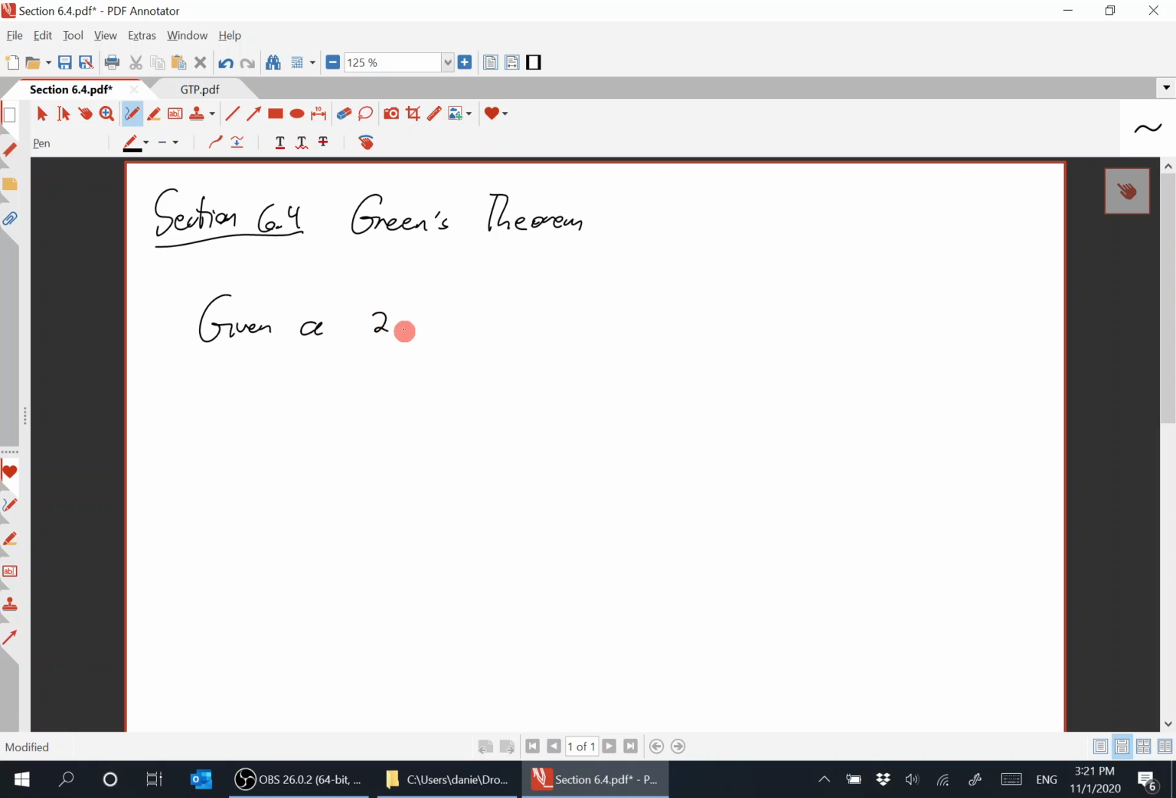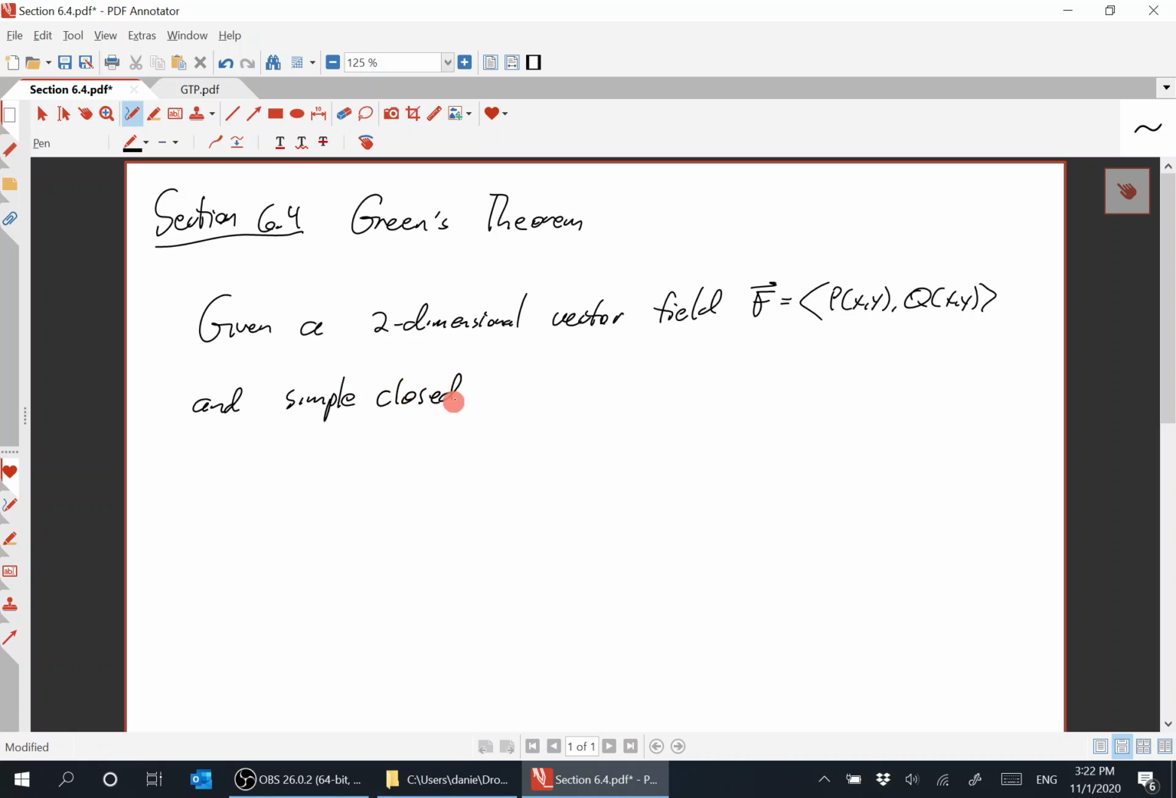So given a 2-dimensional vector field F, so it's P(x,y), Q(x,y), and what's known as a simple closed curve C oriented in the counterclockwise direction.